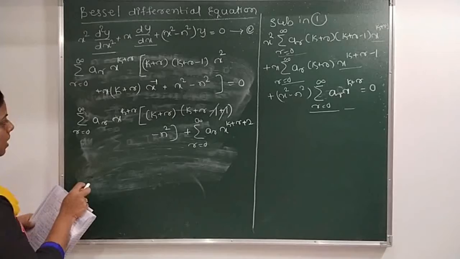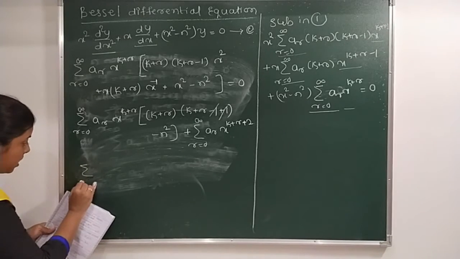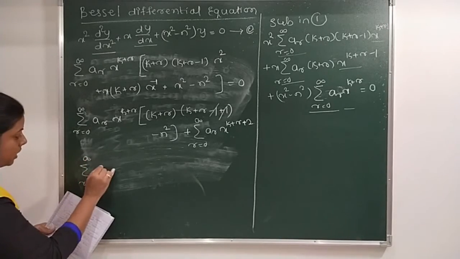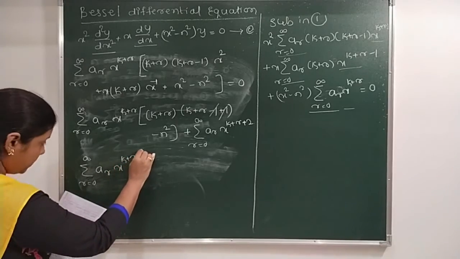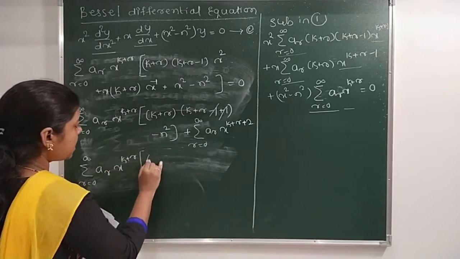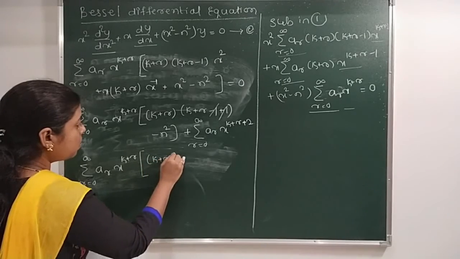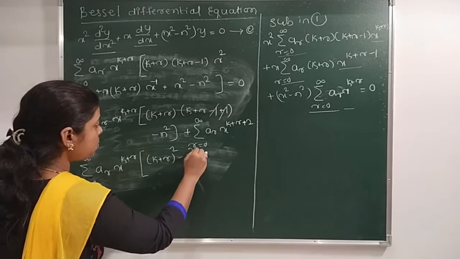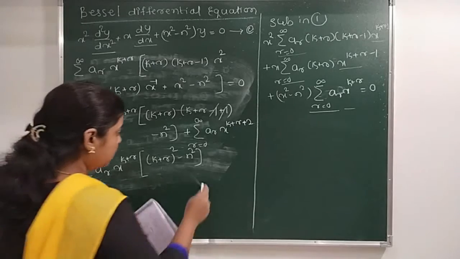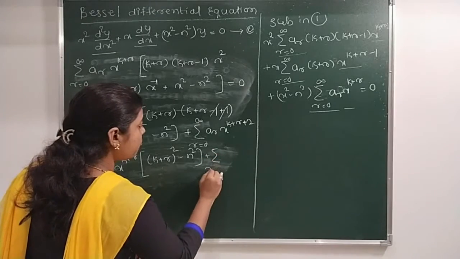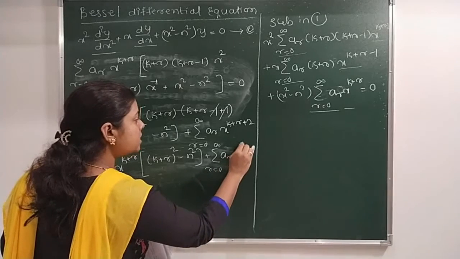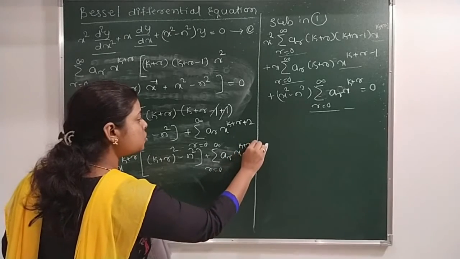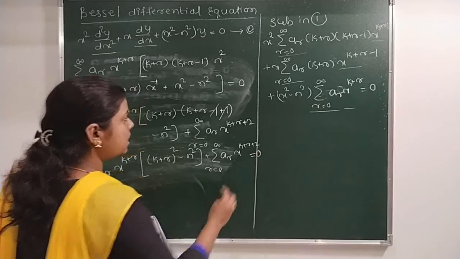Now this term becomes summation of r is equal to 0 to infinity ar x raised to k plus r, into (k plus r) whole square minus n square, plus the summation of r is equal to 0 to infinity ar x raised to k plus r plus 2 is equal to 0.